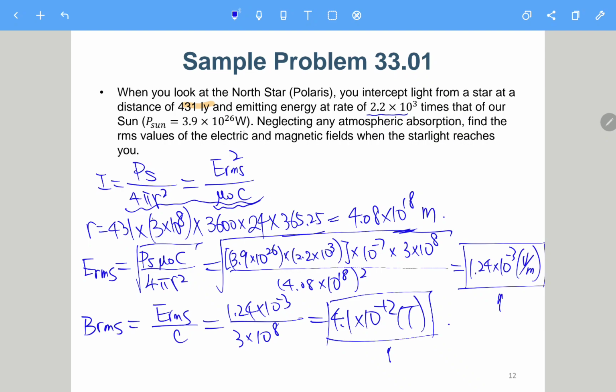If you're interested, you can try to find the distance between the sun and the earth. Then you will be able to find the intensity of the sun. Then you can feel the difference between them. Even though the energy transmitted from the Polaris is more than 2,000 times larger than the sun, it is much farther away. If I remember correctly, the light from the sun takes only around 8 minutes to reach the earth, so that distance is much smaller than this one.